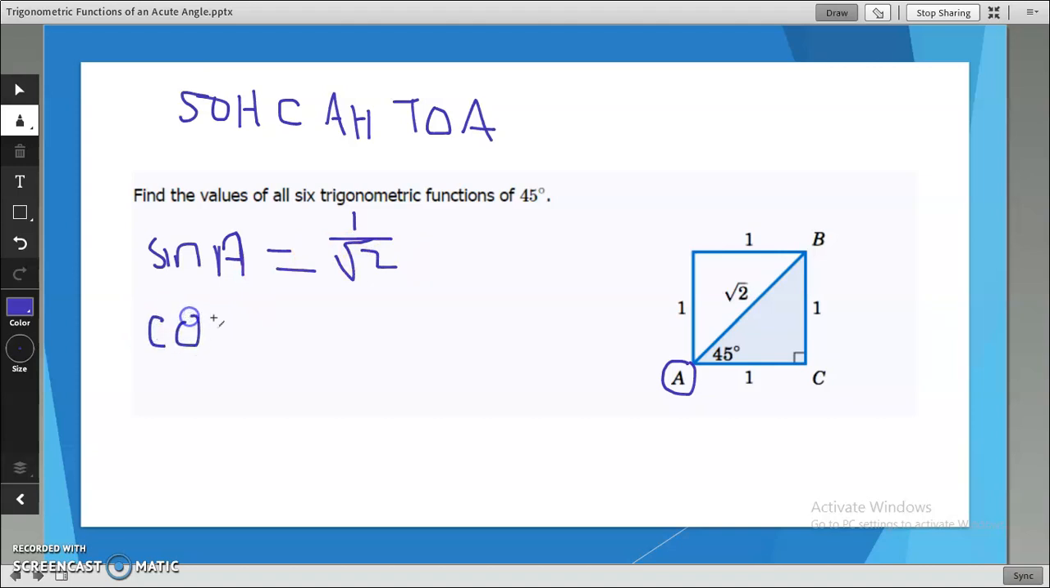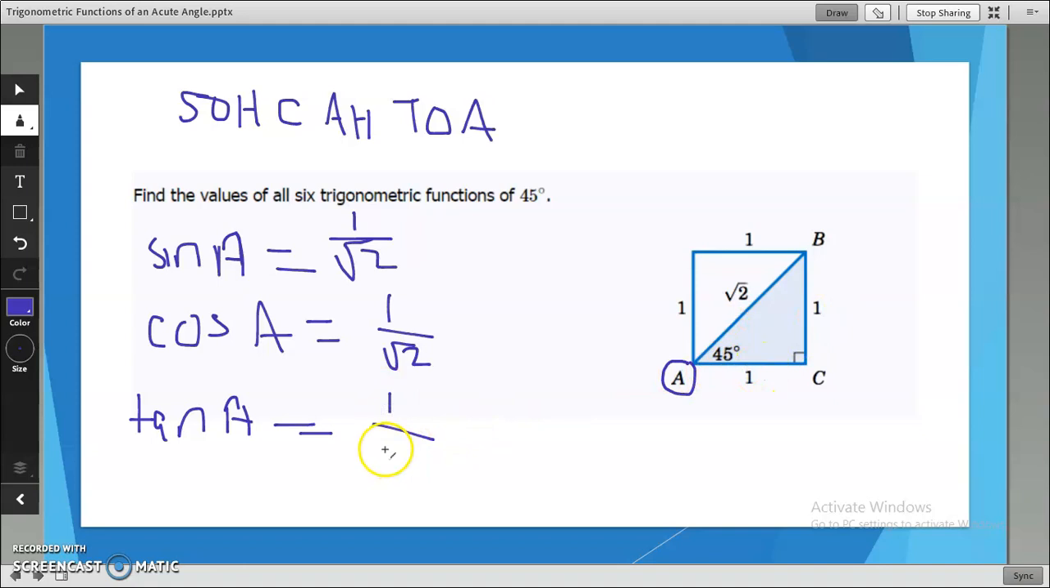Next we have cosine of A. Cosine of A is the adjacent over the hypotenuse. So the adjacent is this one right here, that's 1. The hypotenuse again stays the same, root 2. Tangent of A is opposite over adjacent. So the opposite is 1 and the adjacent is 1. So it's just plain old 1.